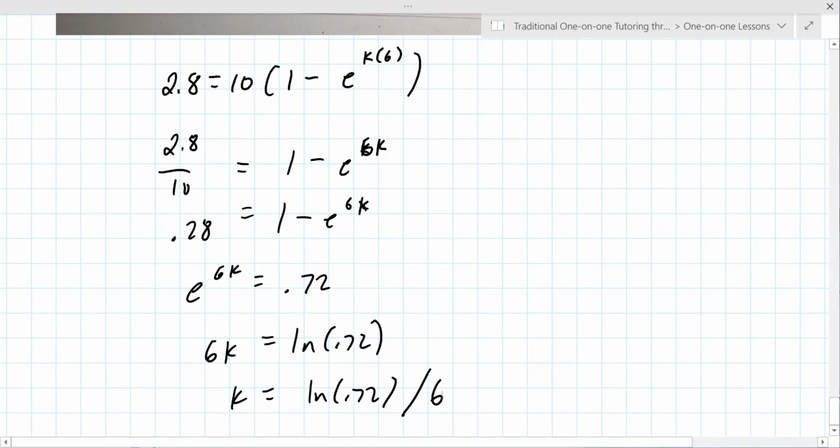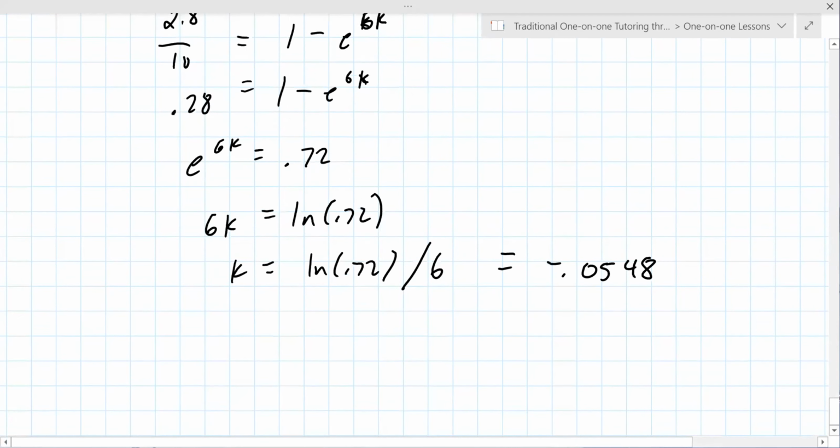I really wish I could find my cursor so that I could get the calculator going. All right, there it is. So we've got the log of 0.72 divided by 6. I get negative 0.0548. That's only part A though.